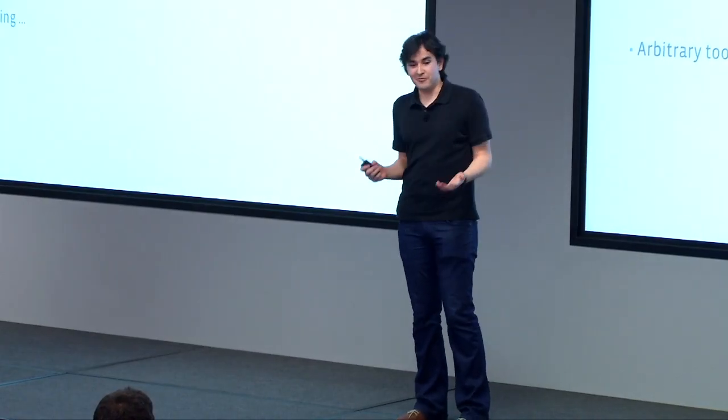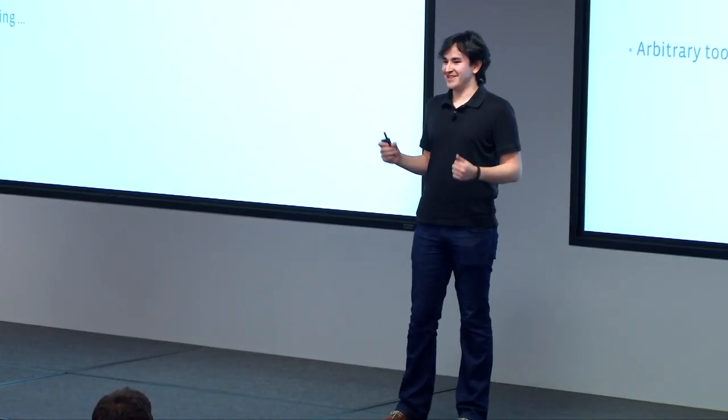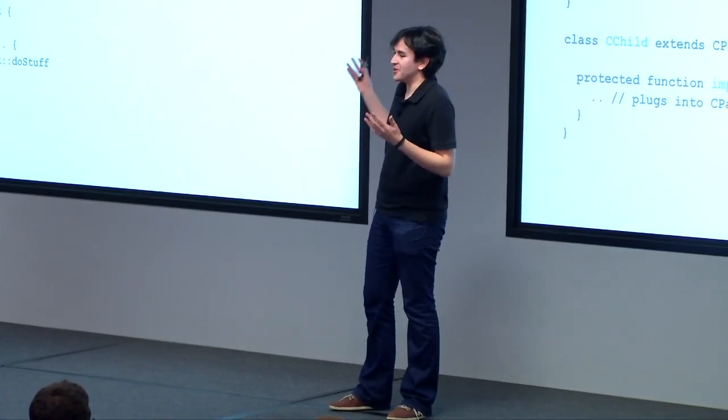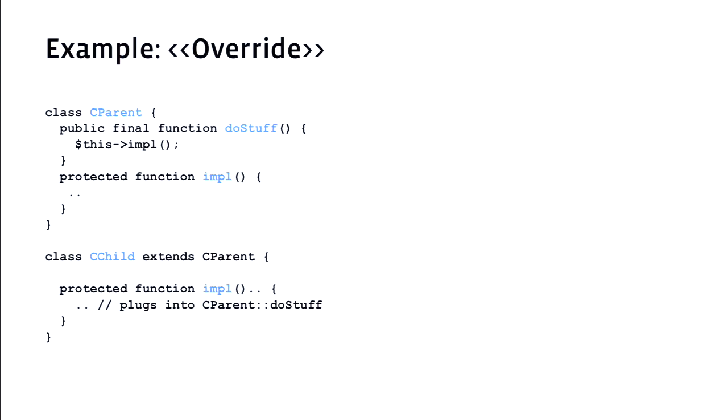And hey, what do you know? We just built an arbitrary tool that does a lot of static analysis called the type checker. So there's actually a feature of the Hack type checker that only uses user attributes and doesn't have any other runtime effect. And that feature is override.